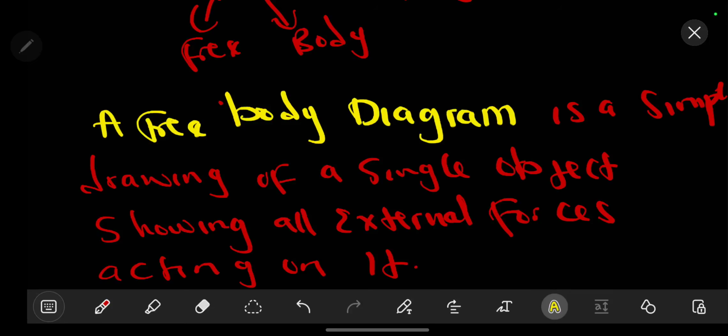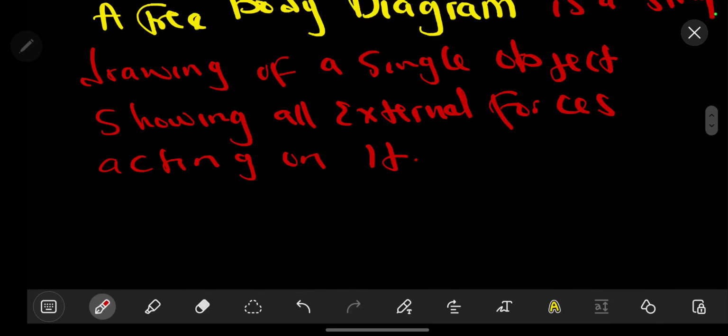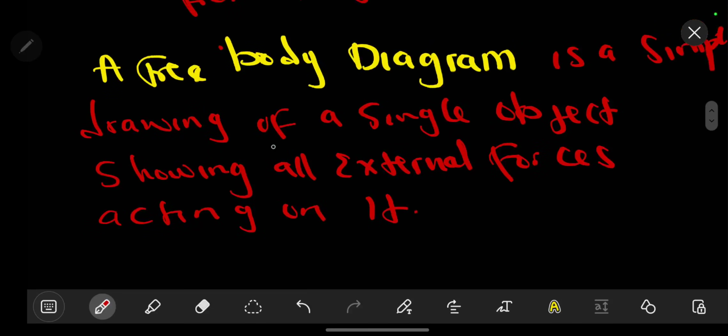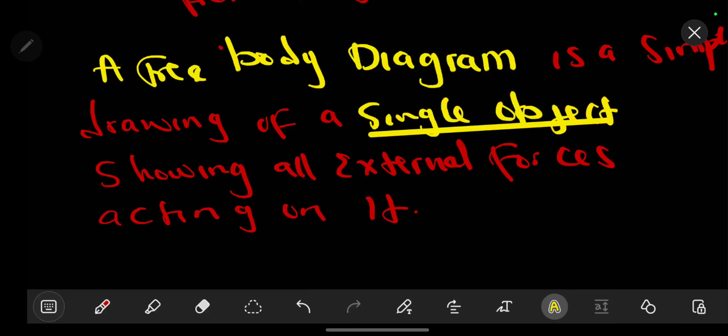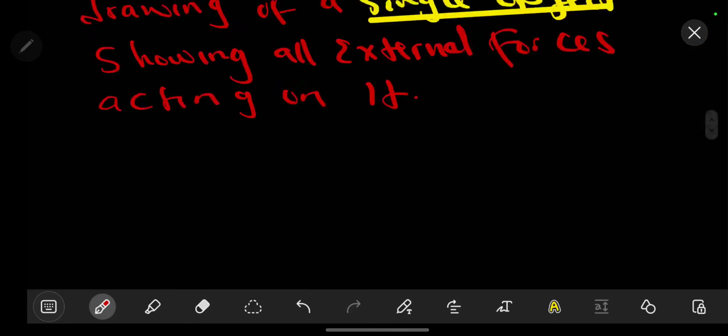Now, when drawing a free body diagram, remember, it is a drawing of a single object showing the external forces acting on it. Now, a free body diagram might be represented differently. For some lecturers, they want you to show a dot, or you can use a box, which in our case we are going to be using a box.